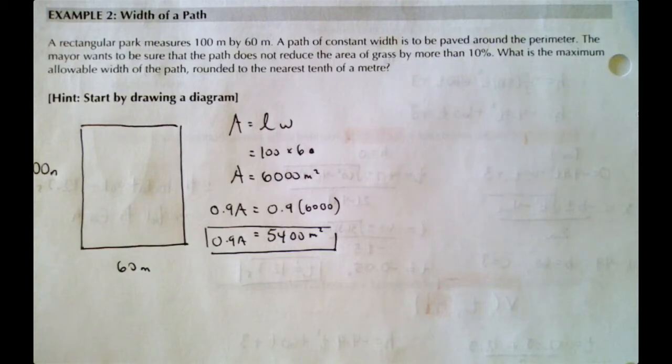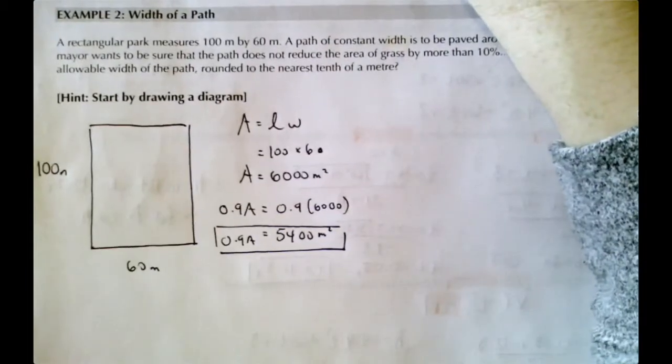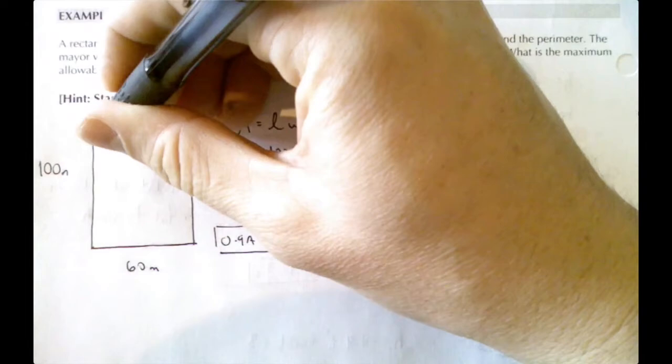So we can only have that much. Because what we're going to do is we're going to take some of this field and we're going to put a path around it.